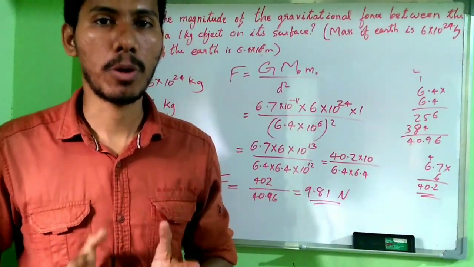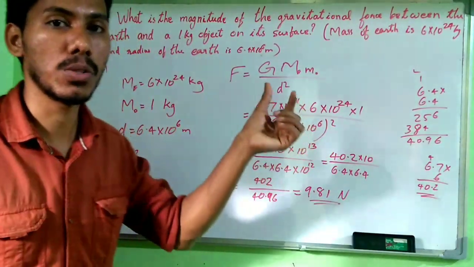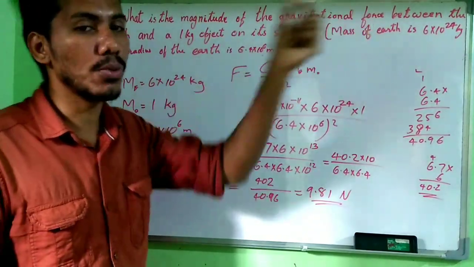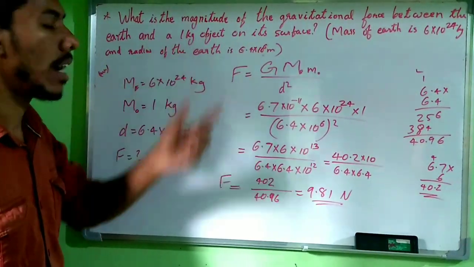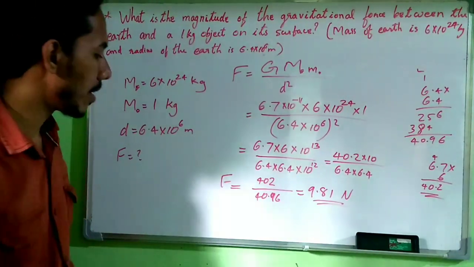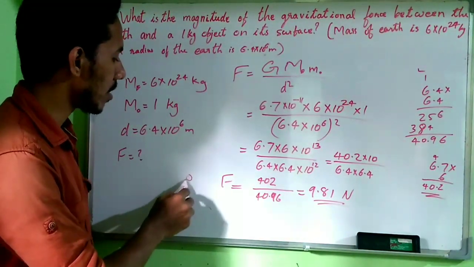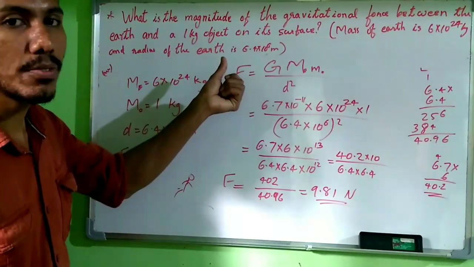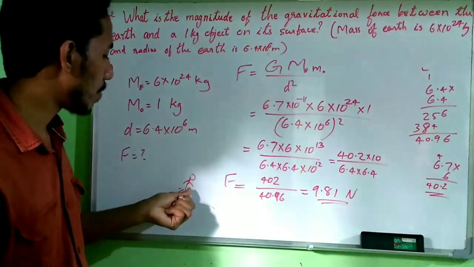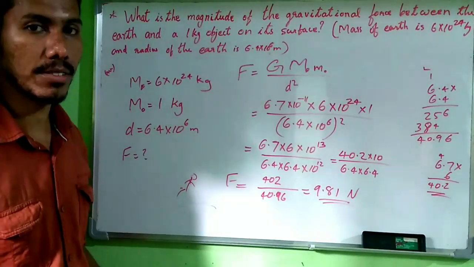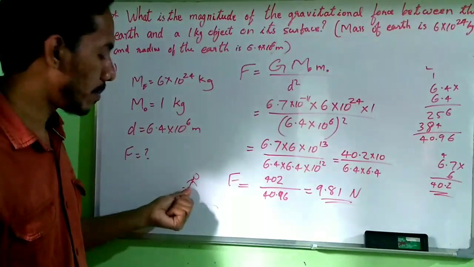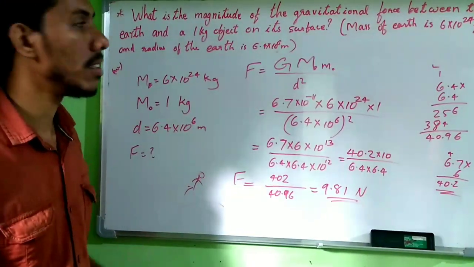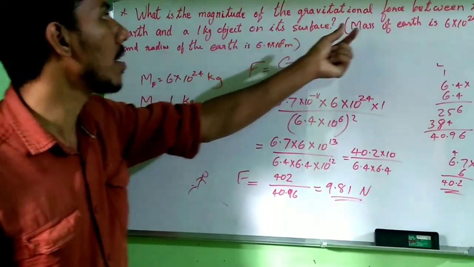Okay, let us do another problem. Look at the board and read the question. What is the magnitude of the gravitational force between the earth and an object? Here is the earth and a person standing here. Then, what is the force between this person and the earth? So, one object is this person and another object is the earth. But the values are given.